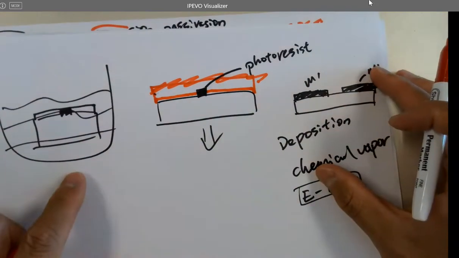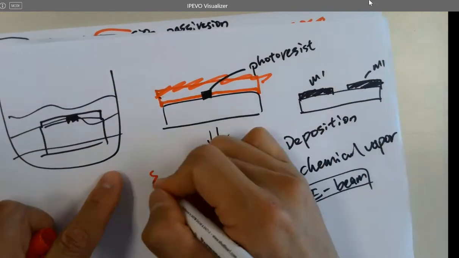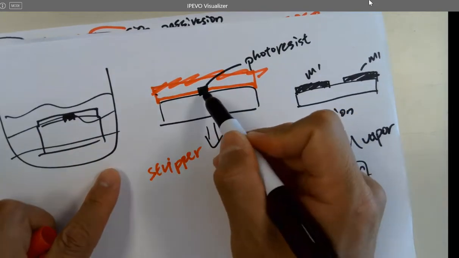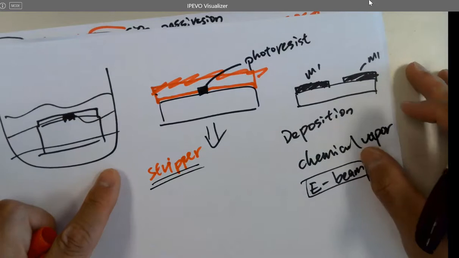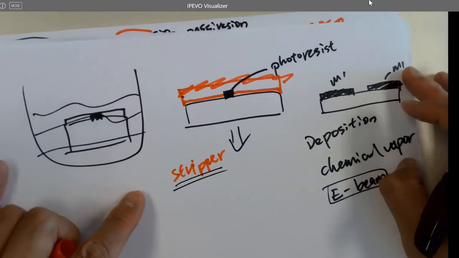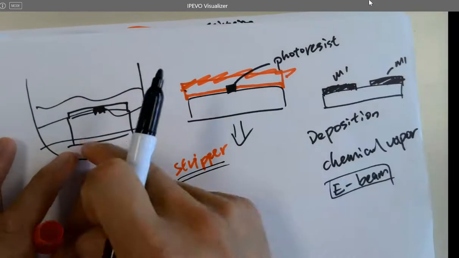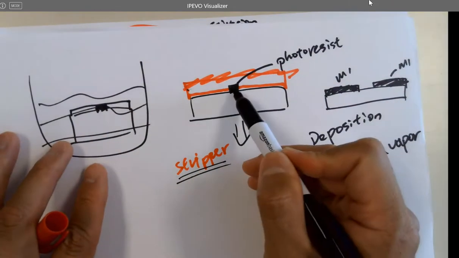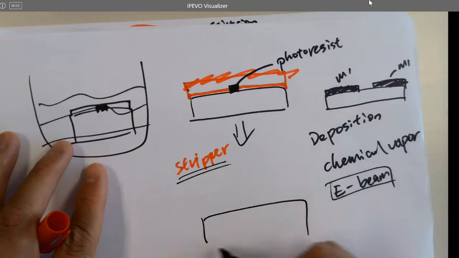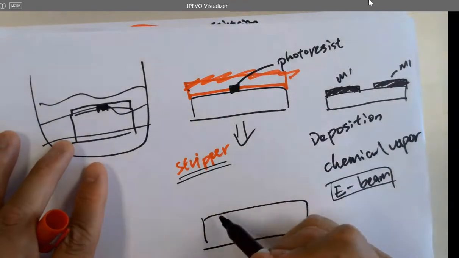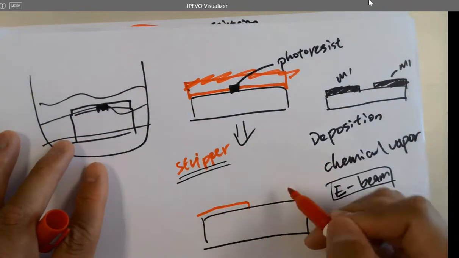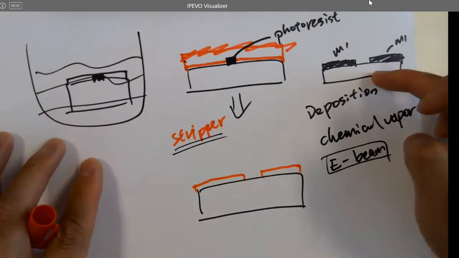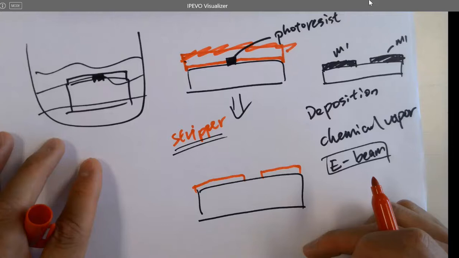And then what's next? There's another chemical called stripper, right? It can remove that. It's an even stronger organic solvent. It's not a developer, but something stronger that can remove the cross-linked photoresist, right? And then eventually this one will be removed, and the metal will stay. That's the goal. So we've got two wires.